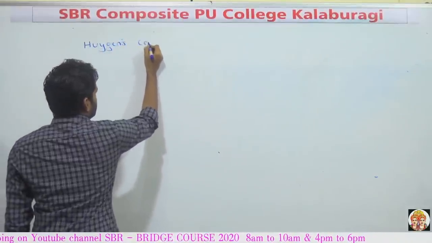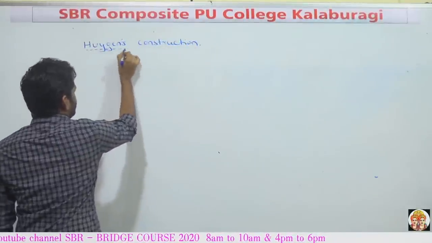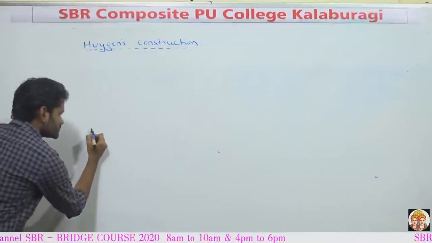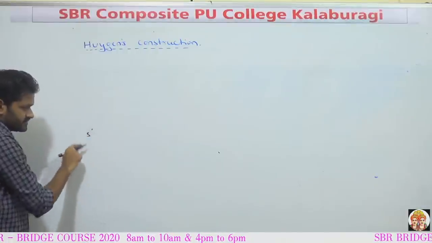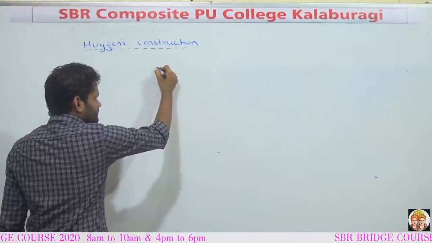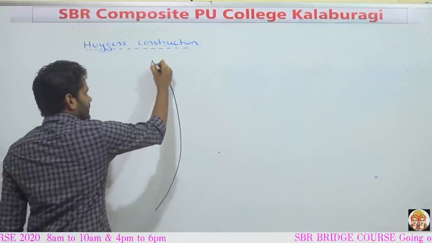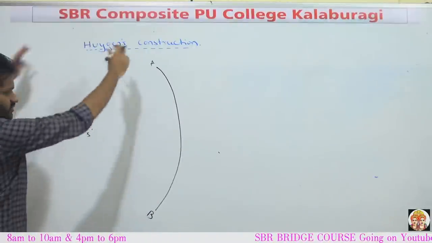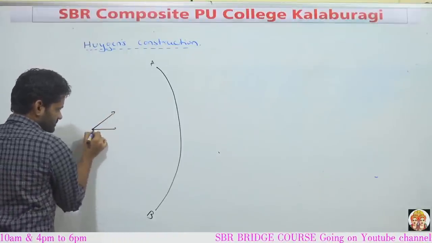Huygens' construction. Okay. This one is the source of light. You'll get a first wavefront, second wavefront, like that, third wavefront. It is the first wavefront. Okay. A, B, only a small portion of the wavefront has been taken. This is a spherical wavefront, a very small portion of it. These are what? Rays. Okay?